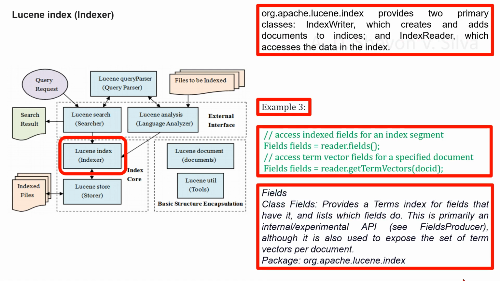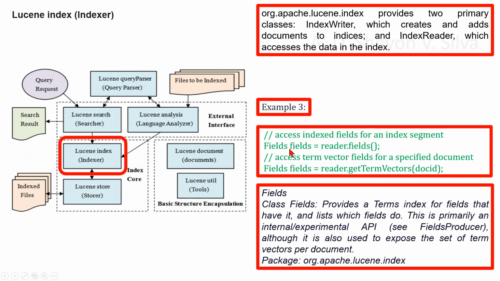Here you can see the class Fields, which provides the terms index for fields that have it and lists which fields do. This is primarily an internal, experimental API, see FieldsProducer, although it is also used to expose the set of term vectors per document. This is in package org.apache.lucene.index.